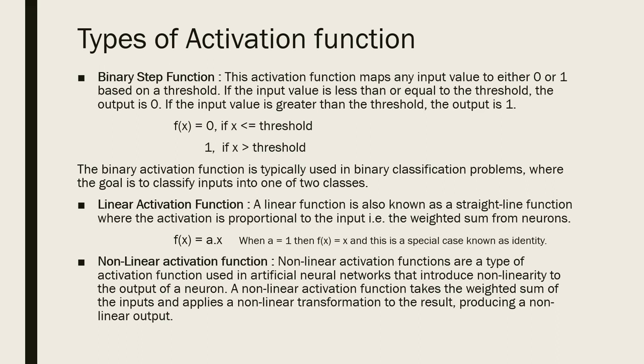Next comes the linear activation function. It is also known as a straight line function, where the activation is proportional to the input, that is the weighted sum from neurons. Here, the output of the function will not be confined between any range.